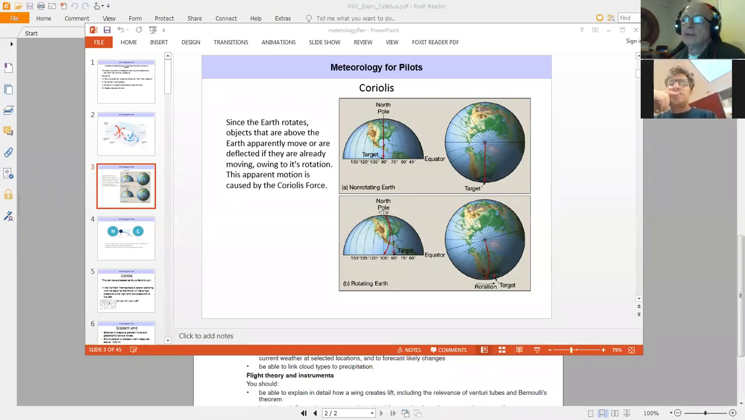So yeah, it's there for information and to illustrate how Coriolis works, but you don't have to understand how Coriolis works for the purpose of the actual exam itself.